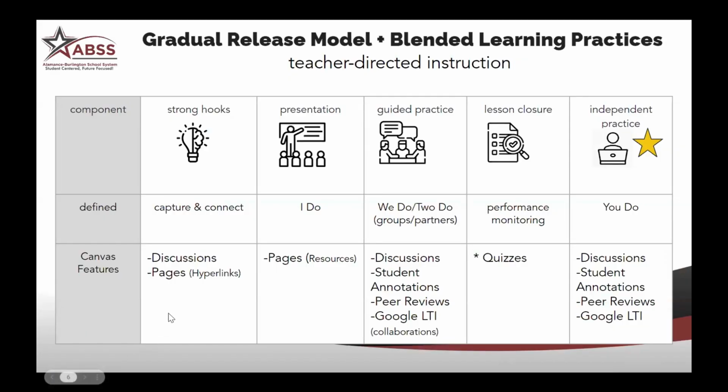You've probably heard a lot about gradual release models, or better yet, just lesson planning in general, right? So how does a gradual release model align, or how can we couple that with blended learning practices when we're thinking about teacher-directed instruction? So this chart will show the component of gradual release, how we define it, and then the Canvas feature that may be leveraged for the different components.